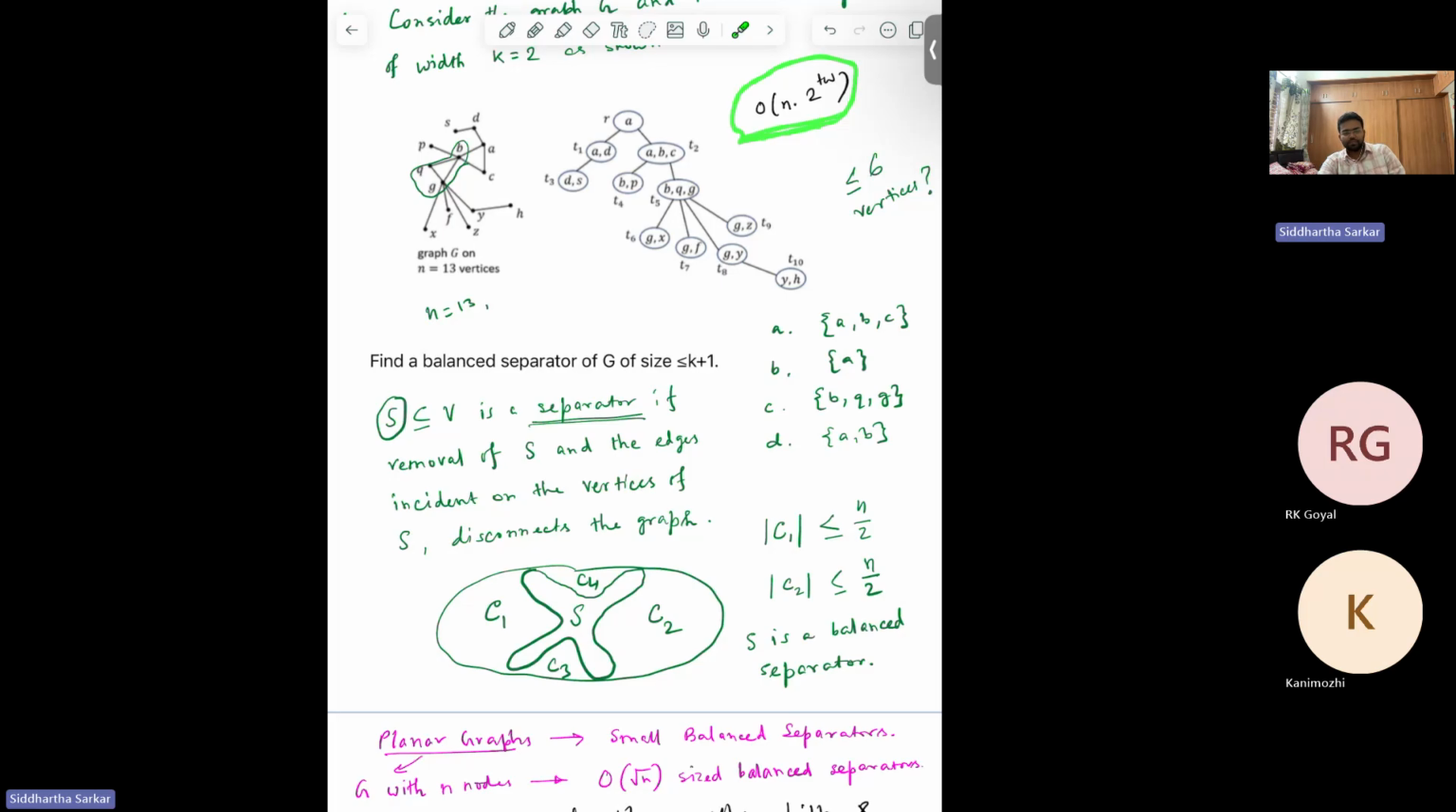If tree width, so this is a running time, which is fixed parameter tractable in the parameter tree width. That means if tree width of a graph is constant, then this entire part is a constant. Then this is a polynomial expression. So if you know that there is some graph for which tree width is constant, then in polynomial time, in fact, in this case, linear time, you can find a tree decomposition like this. Then if you can find a tree decomposition like this already, then with this simple algorithm, you can find a balanced separator also. So that is the use of doing this tree decomposition.